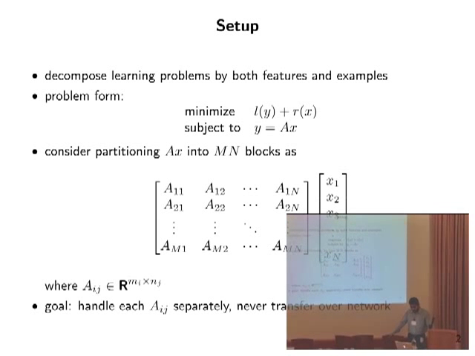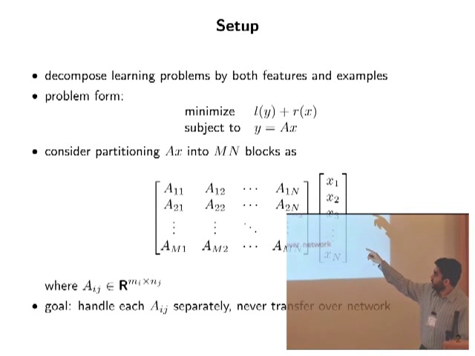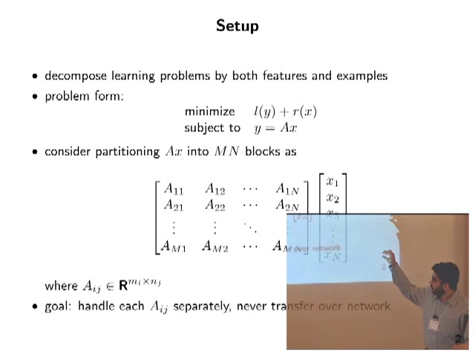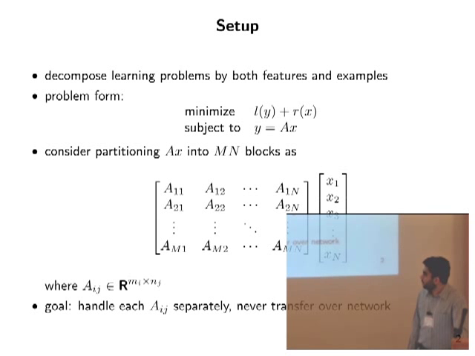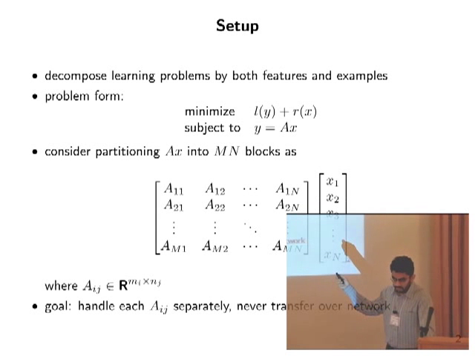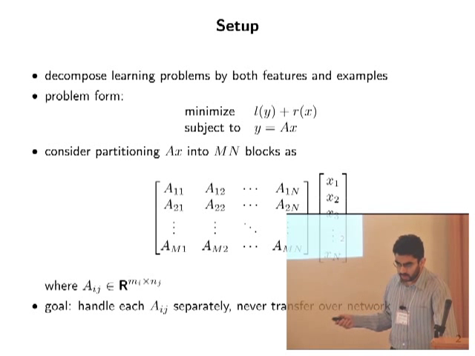Now we'll consider partitioning A and x into M and N blocks. So we consider partitioning the feature matrix into potentially uneven blocks of data and features, where each A_ij is in R^(m_i by n_j). And you never actually form this total A matrix. It's just to visualize kind of what's going on. And the idea is to handle each A_ij separately in the fitting procedure and never transfer it over the network.